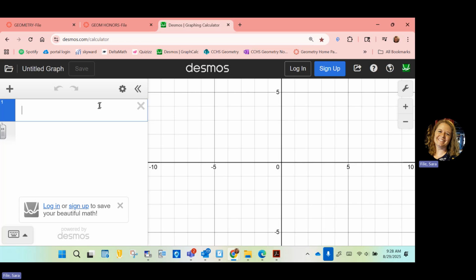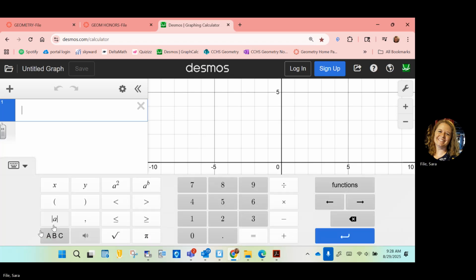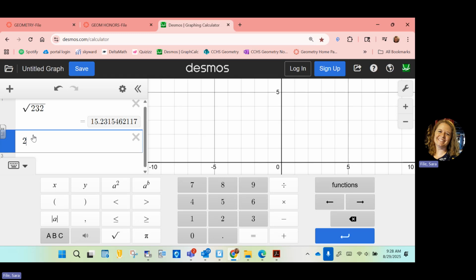Okay, let's check it. We got the square root of what? What was it before we simplified? 232? Okay, and when we simplified, we said it's 2 root 58. So you can check that you simplified correctly, and you can see the decimal with either one of those.